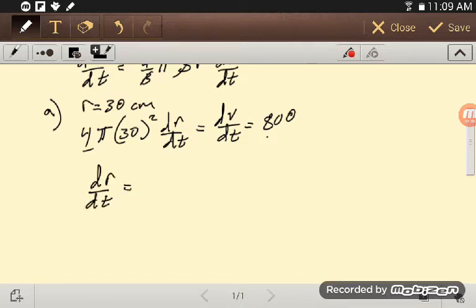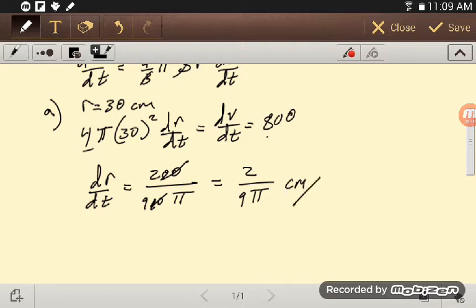is equal to 200 over 900 pi. Now, I got it right that time. 30 times 30 is 900. Now, I can divide 100 out of the top and bottom and get rid of that, so I just get a 2/9, and so we have this is 2 over 9 pi centimeters per minute.